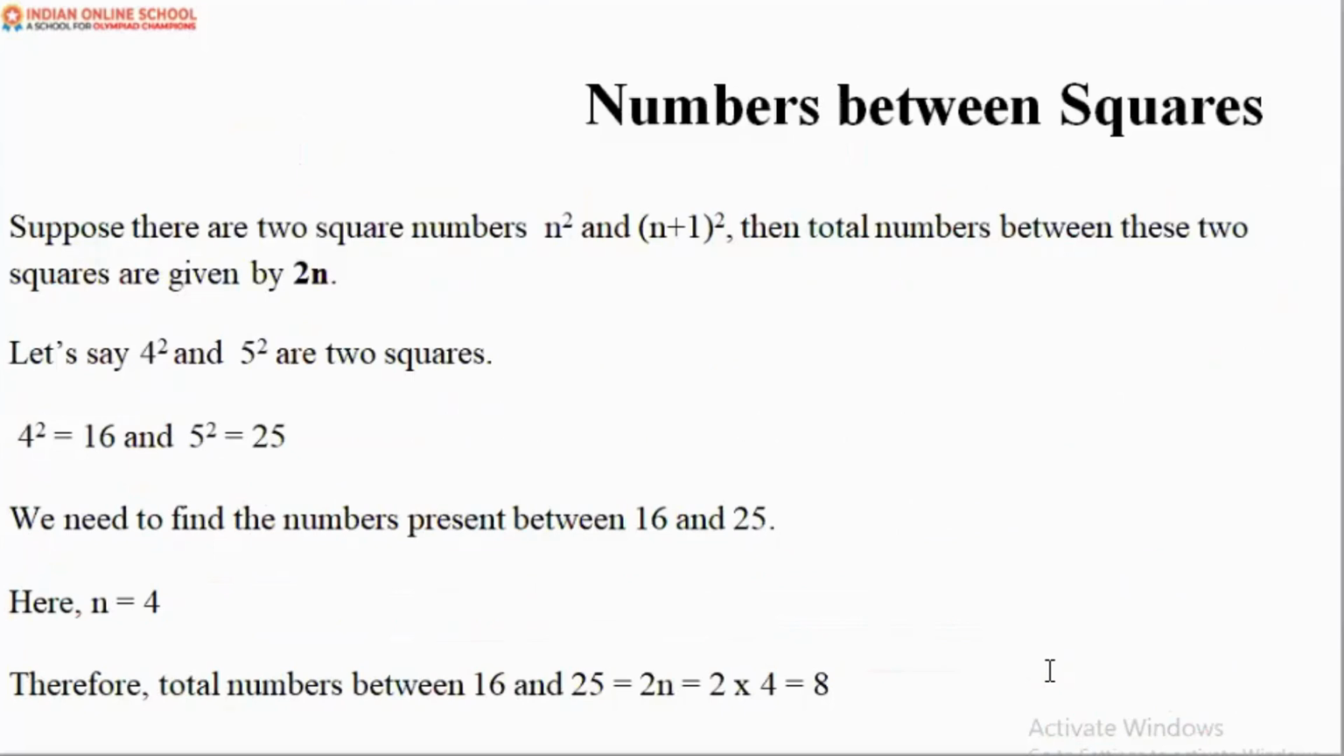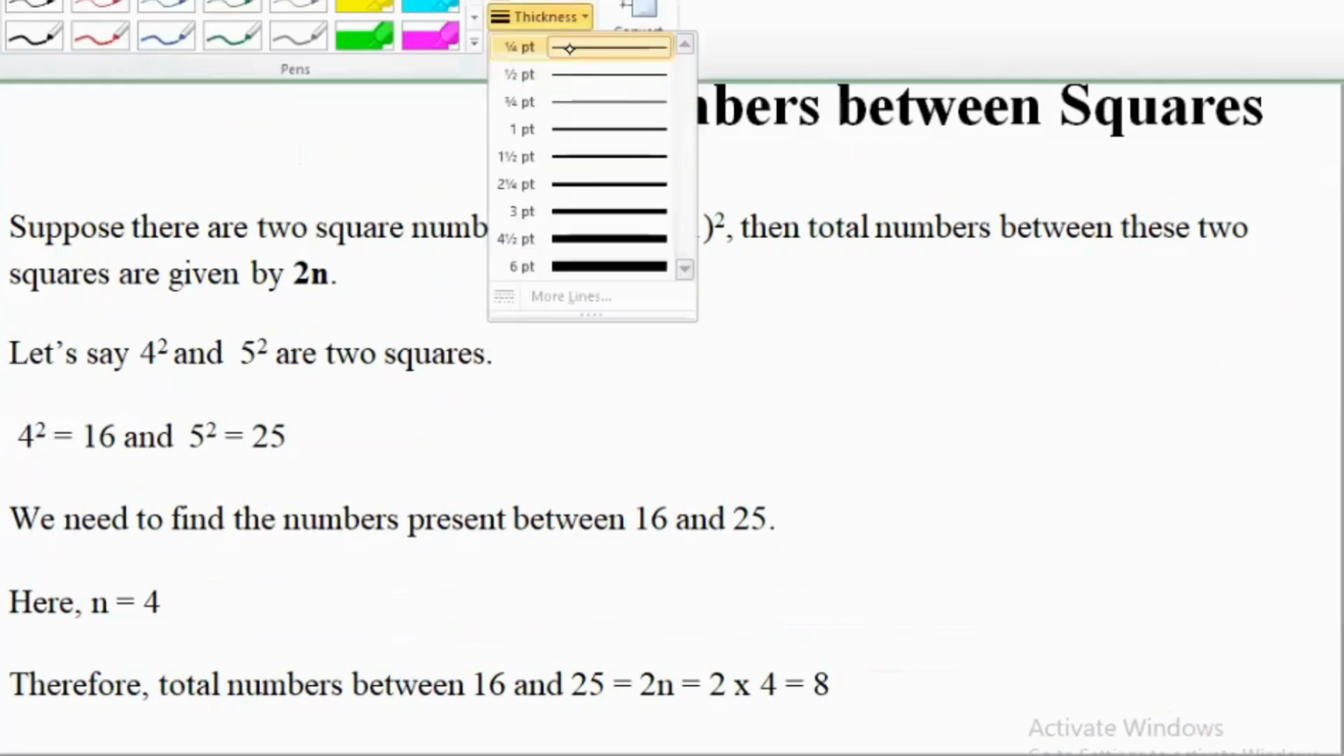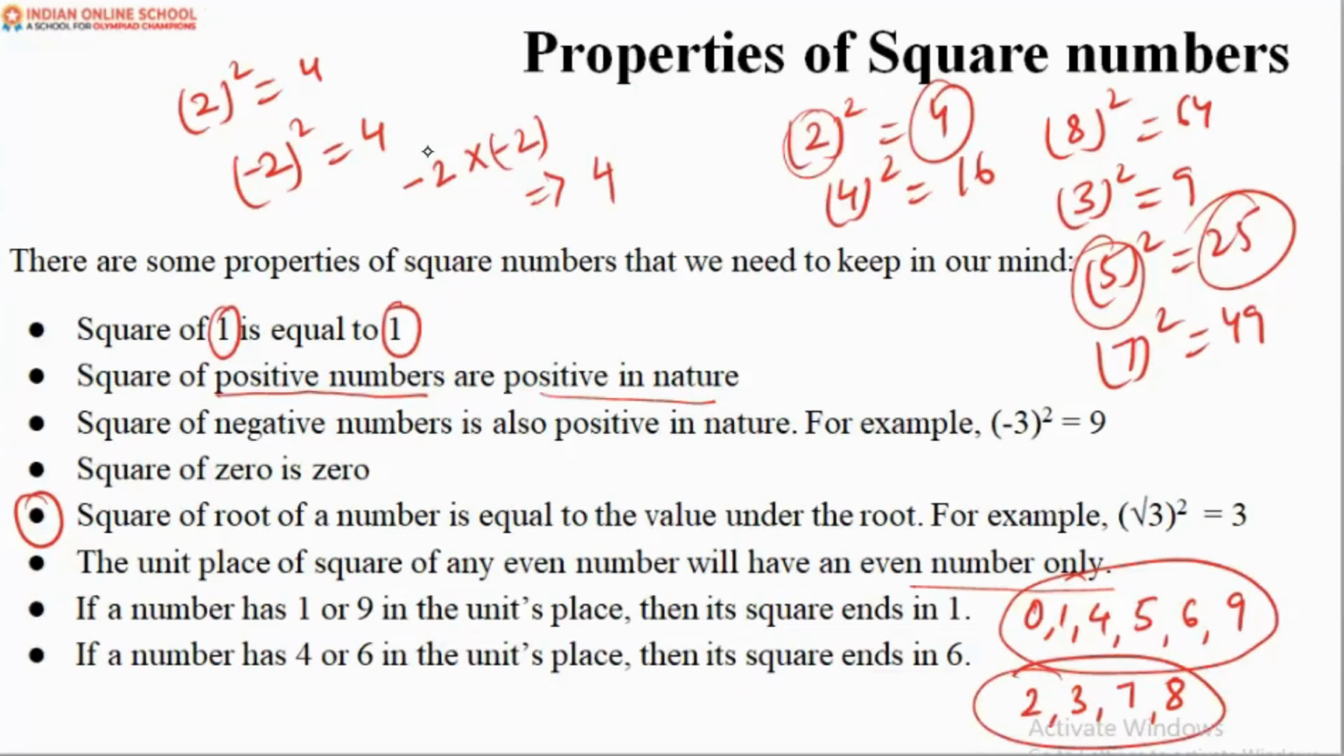So since we are talking about squares, let's take a very small example first. If you have two numbers, 3 and 4, and I ask how many numbers, doesn't matter whether square or non-square, lie between the square of 3 and the square of 4, how are you going to give me your answer?